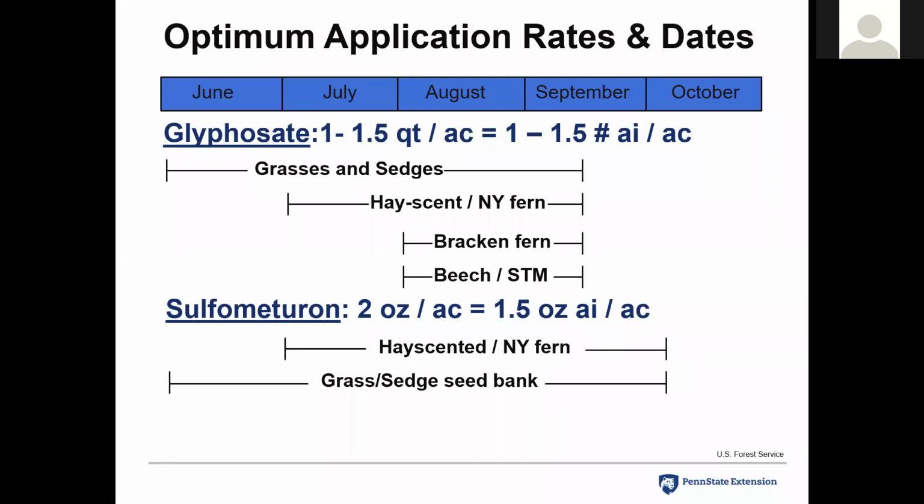If we're looking at sulfometuron, you only need 2 ounces per acre, and our fern applications are going to be starting in July, right on through September, even into early October, because we have that soil residual. And then grasses and sedges, trying to control that seed bank, June through September. And again, I think you can even go earlier; particularly in work that I've looked at with Japanese stiltgrass, it can be done as a pre-emergent even in April or May.